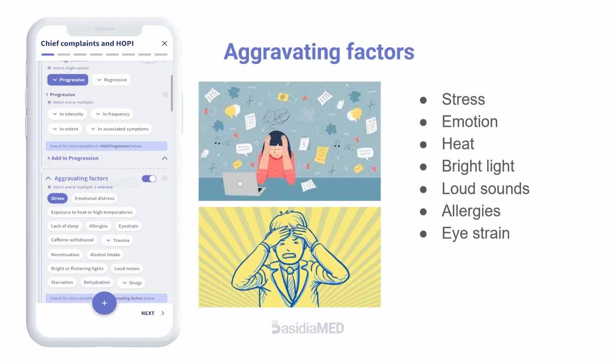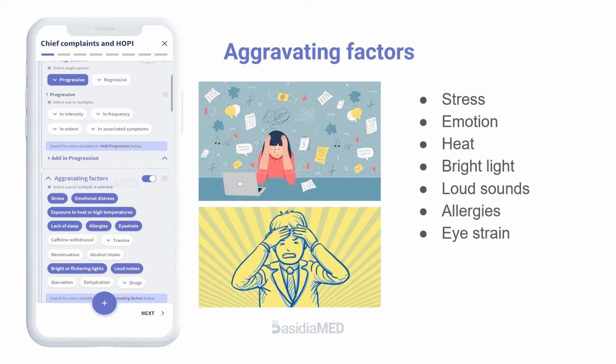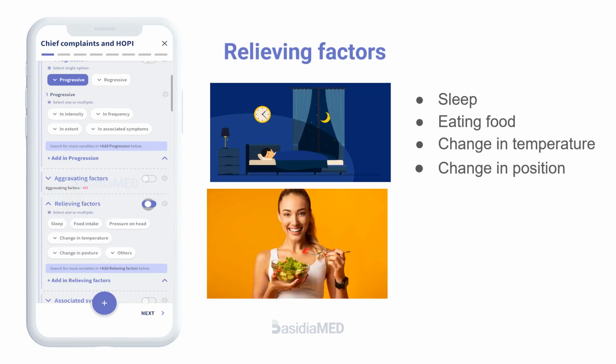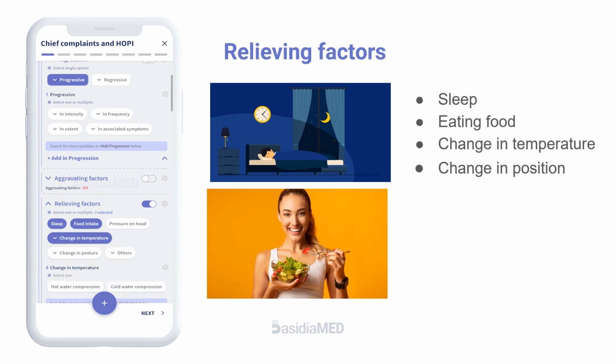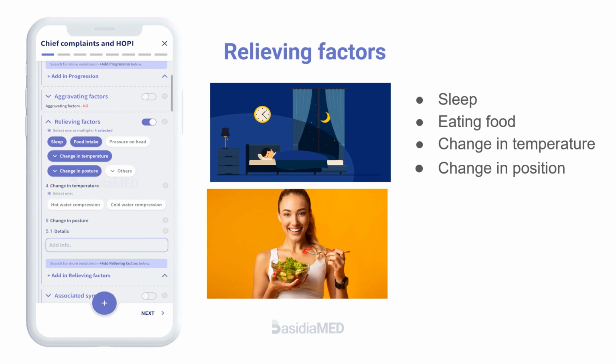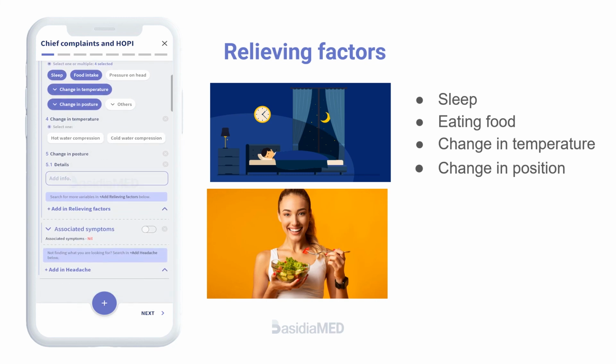Stress and emotions aggravate tension headaches. Heat, lack of sleep, bright lights, and loud noises aggravate migraines. Other aggravating factors include allergies, eye strain, alcohol intake, and caffeine withdrawal. Patient may often specify that sleep, eating, change in temperatures relieve the headache. A change in posture may relieve headache due to tumors and other space-occupying lesions.